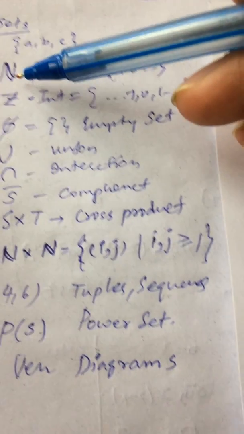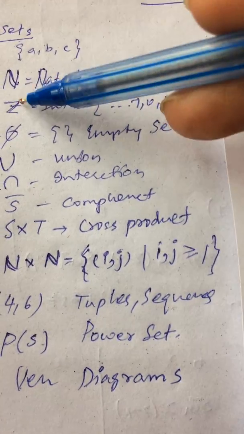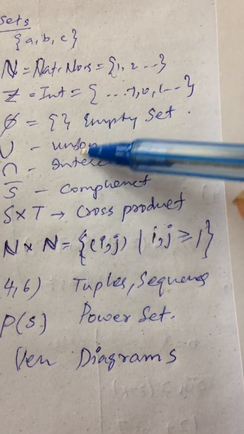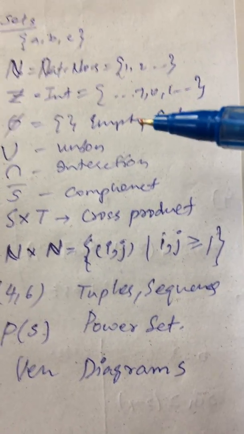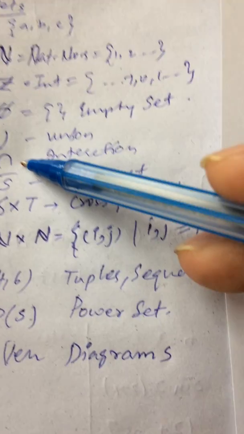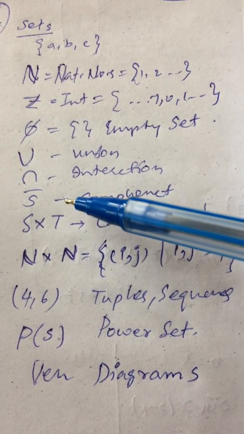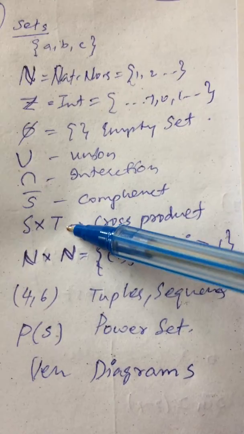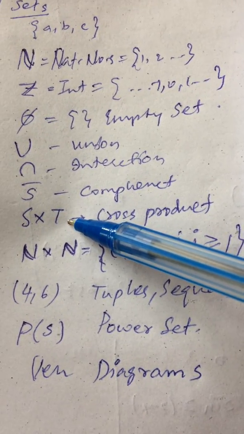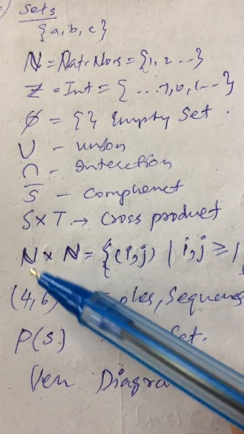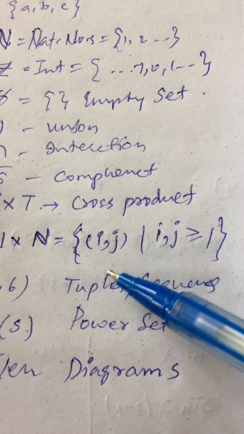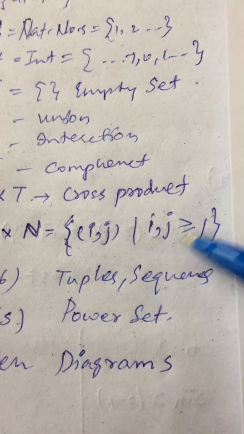This fancy N denotes natural numbers, this fancy Z denotes real numbers, and this phi denotes the empty set, or half curly braces also denote the empty set. Next we have the properties or operations of sets, that is union and intersection. Next we have the complement of set S, S bar, and we have the cross product of set S cross T, where T is another set. Next, for N cross N, we can denote it like this: N of i comma j for all i comma j greater than 1.